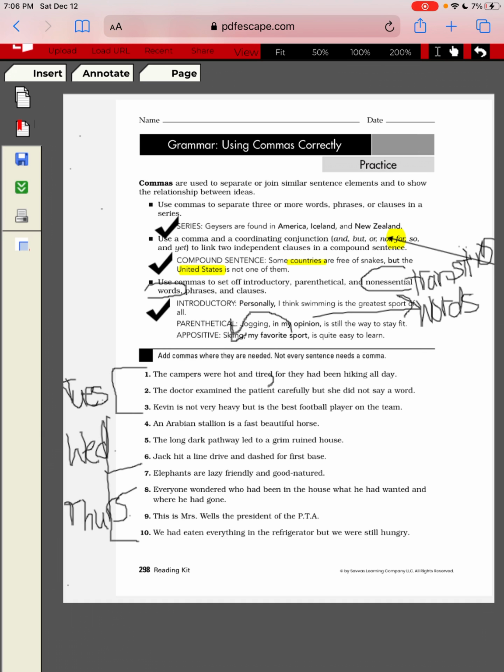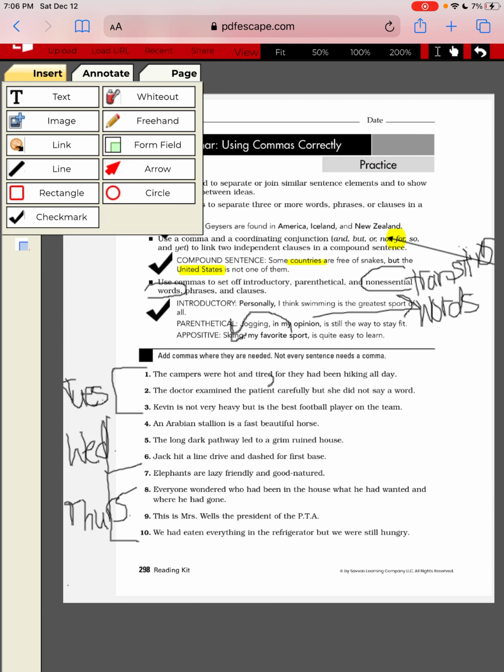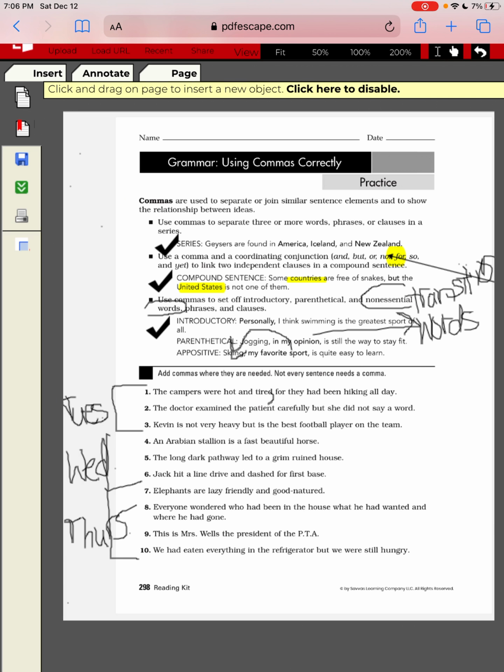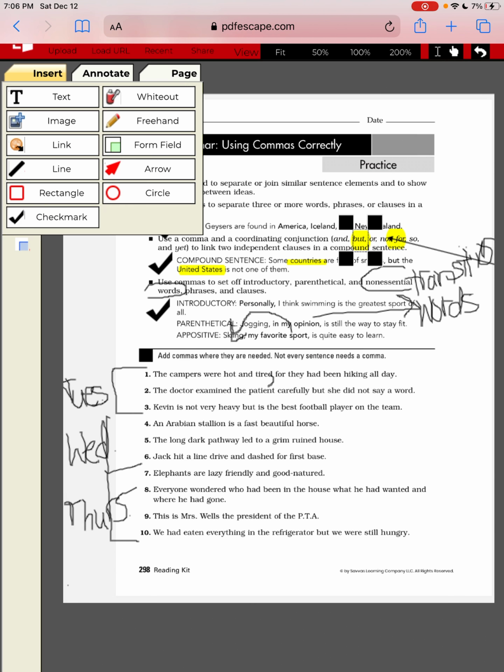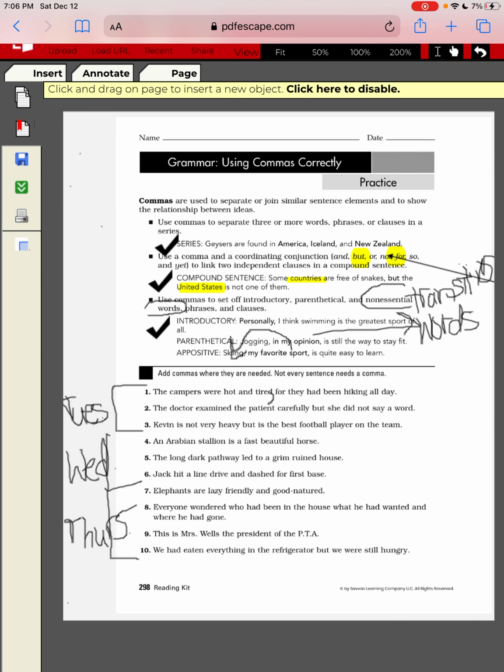Number 2, the doctor examined the patient carefully, but she did not say a word. We have here, if you look at what we just went over, we have the word but in our sentence, and it does combine two independent clauses. So we put a comma after carefully. If you're doing this on a sheet of paper, please don't do extra work and rewrite the sentence. If you're doing it on a sheet of paper, just write the word before the comma itself, and the word after it.